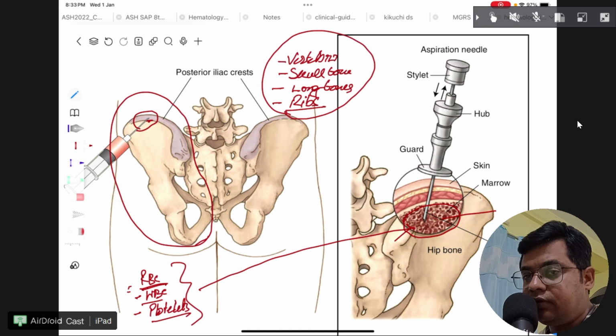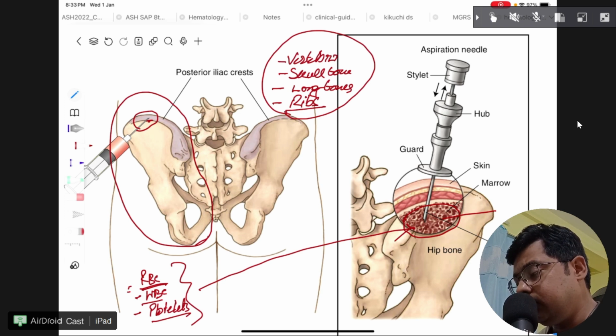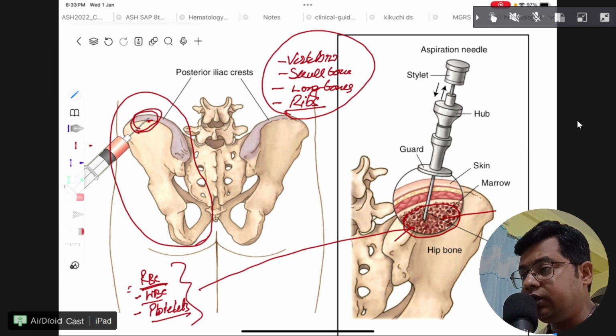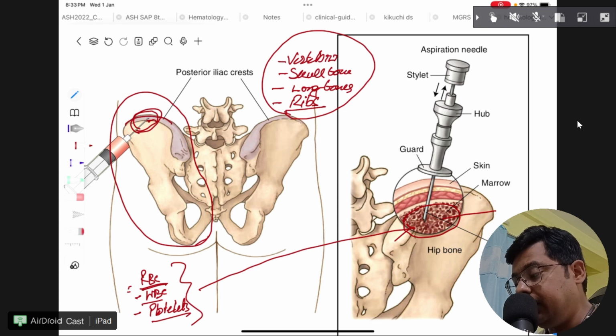So what happens in case of bone marrow aspiration and biopsy? First, you have to give some local anesthesia to the part of the bone. Especially, you have to give local anesthesia with lignocaine in the subcutaneous part, then in the deeper portion, and also don't forget to give local anesthesia or lignocaine to the periosteal region. So first we have to infiltrate the local anesthesia in the periosteal region along with the skin and subcutaneous tissue.